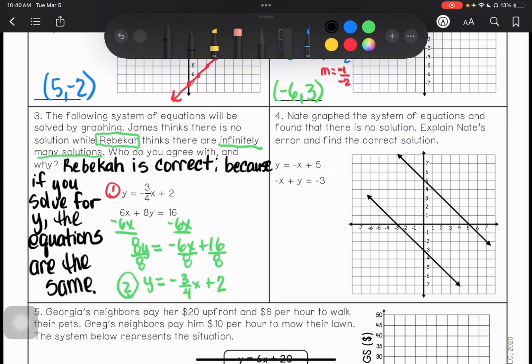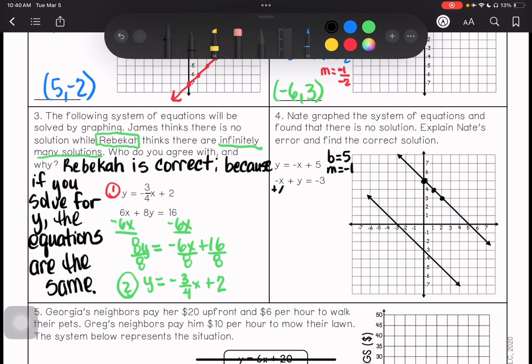Number 4, Nate graphed a system of equations and found that there is no solution. Explain Nate's error and find the correct solution. Right? So let's look at his first equation. The y-intercept is b, which is 5, and the slope is -1. So here he has a y-intercept of 5, and he went down one, to the right one, down one, to the right one. So that equation is correct.